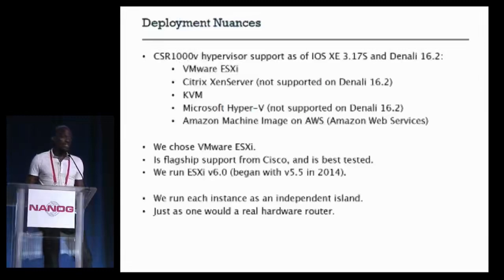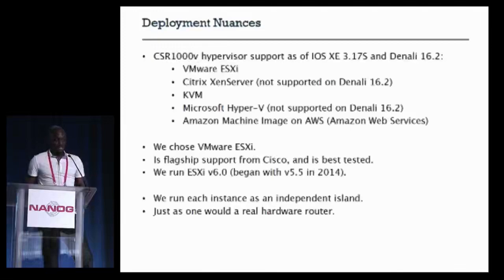Some details about deployment. For the CSR1000V, this is as of IOS XE 3.17S, and the strange thing Cisco are now calling Denali. I don't really know what that is, but it's some new reincarnation of IOS XE. It's supported on all those hypervisors. Denali won't run on Citrix yet, nor will it run on Hyper-V, but it will also run on AWS. You'd be really brave to put your route reflector in the cloud, but that's an option also.